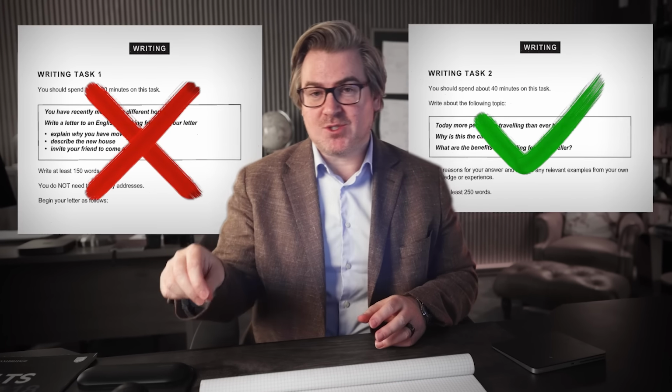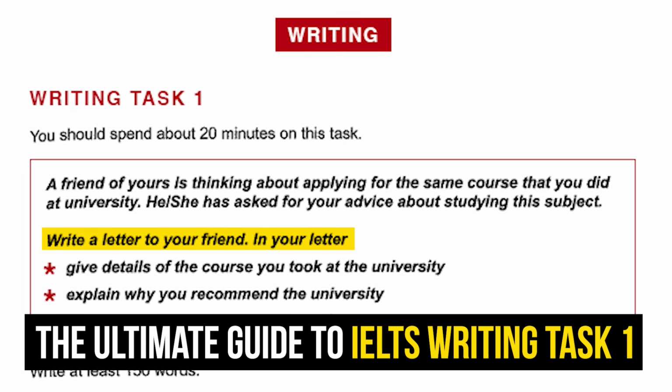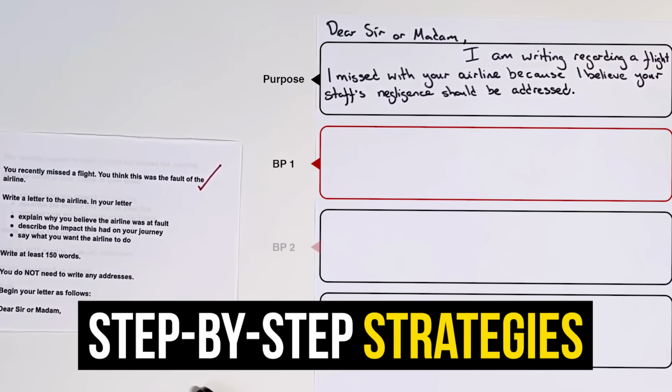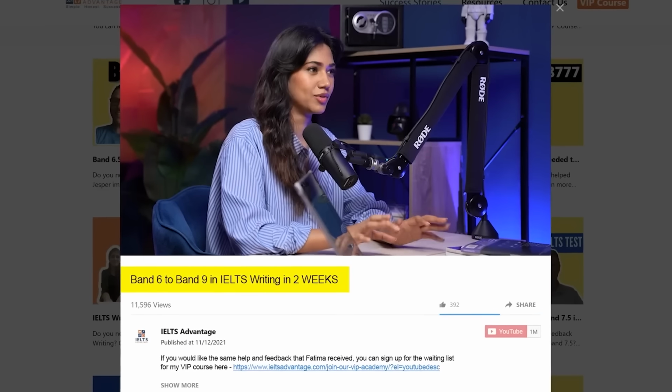More people fail IELTS writing because of task 1 than task 2. So what we decided to do was create an ultimate guide for you to show you how simple it is to get a band 7, 8 or 9 by following the steps that we teach our VIP students and following the exact strategies we share with them that has led to their success.